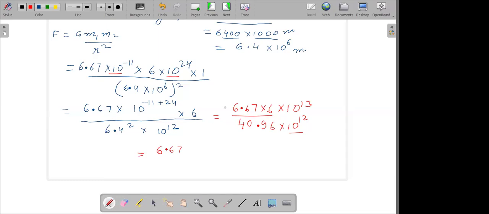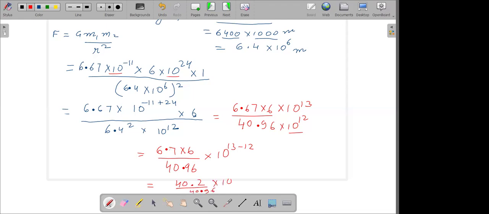If you find the numbers to be long, you can take it 6.7 instead of 6.67. So take it 6.7, multiply it with 6. And here you have 40.96. Take this 10 to the power 12 upward, you get here multiply 10 to the power 13 minus 12. So see how we reduce such a big number to a small number. If you multiply 6.7 with 6, you get 40.2. So this you get as 40.2 divided by 40.96.